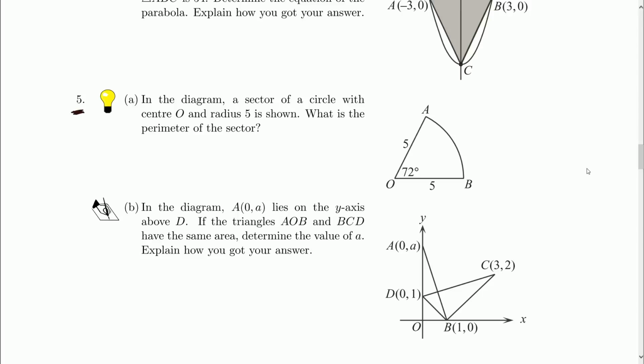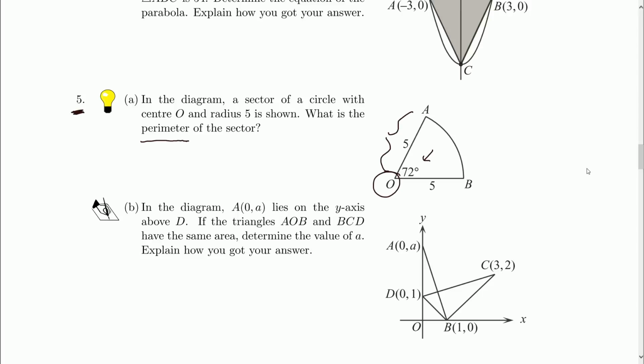So we've got a light bulb and a written part here. Let's take a look at the light bulb question. In the diagram, a sector of a circle with center O, down here, and radius 5 is shown. What is the perimeter of the sector? The only real notable thing here is that the angle of this sector is 72 degrees. And we want the perimeter.